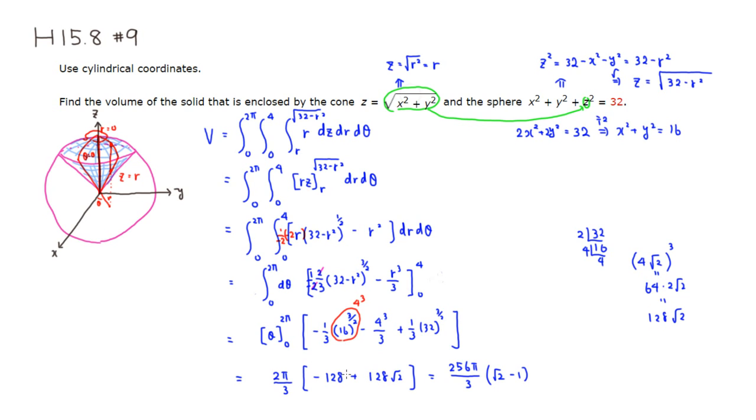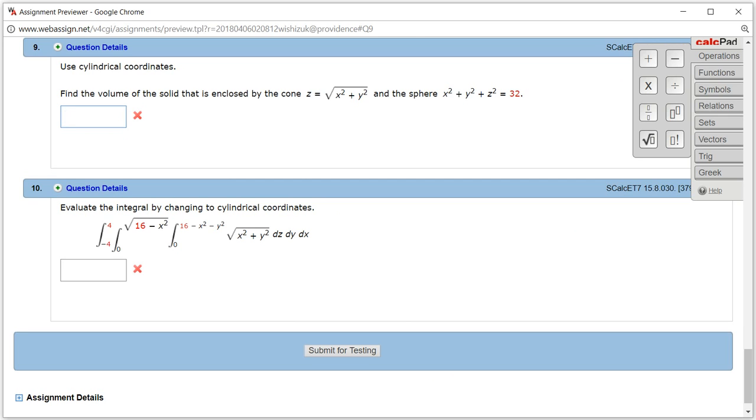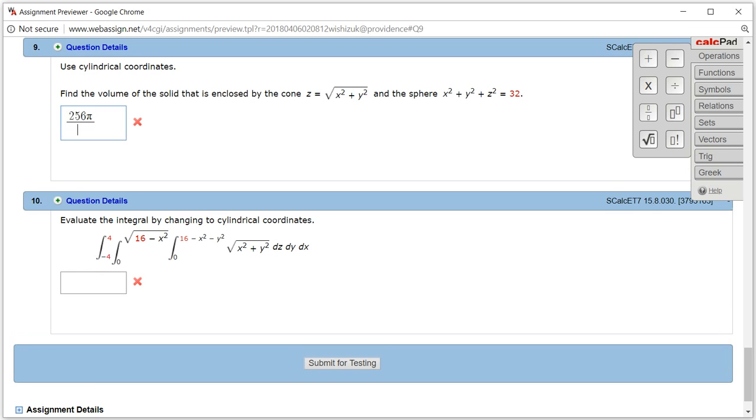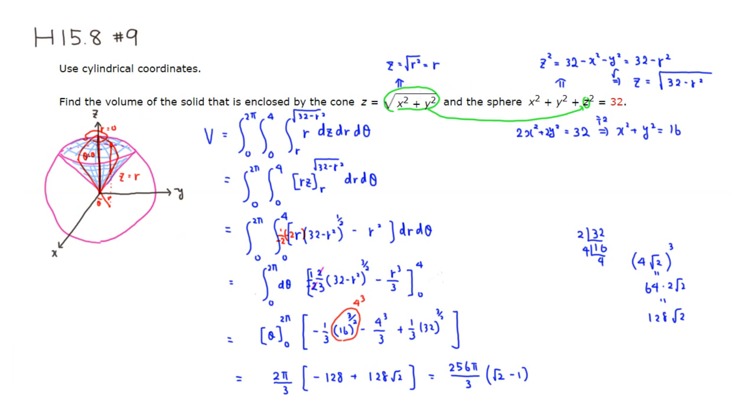All right, so let's type it in. We got 256 pi divided by 3 times, so we need to put the parentheses, and then square root of 2 minus 1. All right, so let's submit for testing. It came back and it looks like we got this one correctly. All right, that's it. I hope that this was clear.